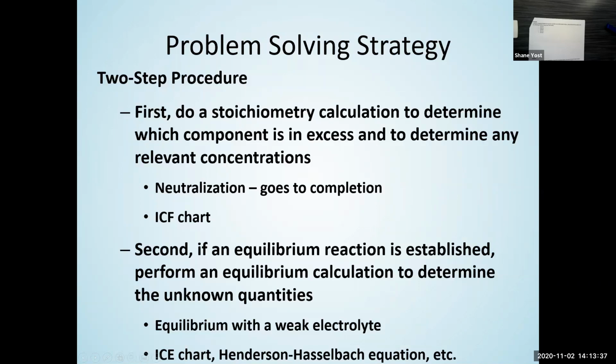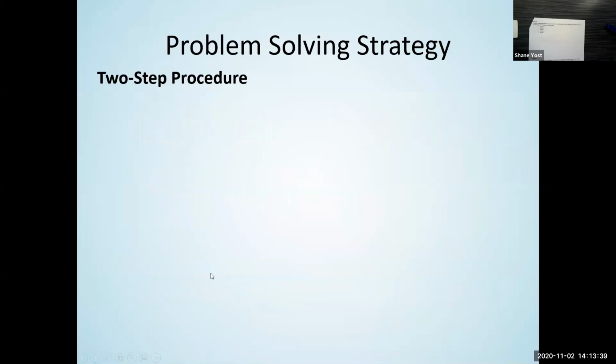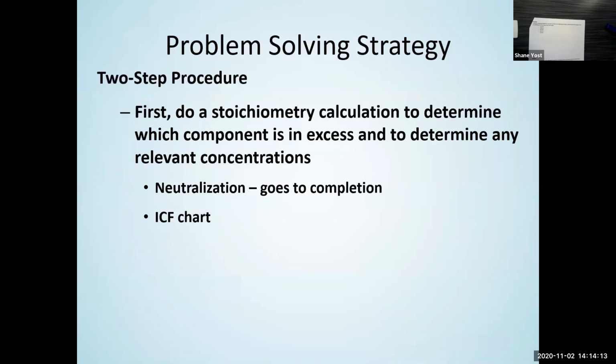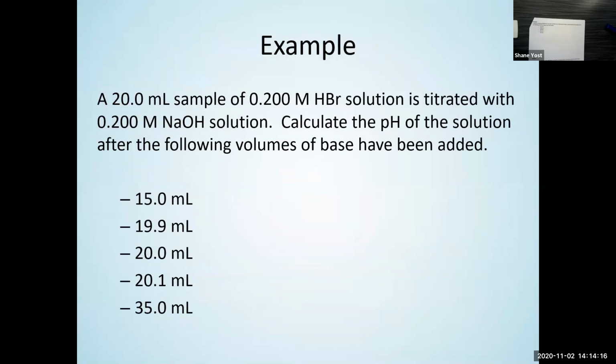Maybe there's a buffer solution, and I use the Henderson-Hasselbalch equation. Or maybe I have something like this, where I have a strong acid and a strong base, and there's no equilibrium, and I just need to know the concentration of my acid or my base that's left in solution to figure out the pH. So again, for these titration problems, the two major steps are: first, figure out what's reacting and react things to completion, and then figure out, based off of what's left in solution, how to calculate the pH. Which could be an ICE table, could be the Henderson-Hasselbalch equation, or could be just using the concentration of your acid or your base.